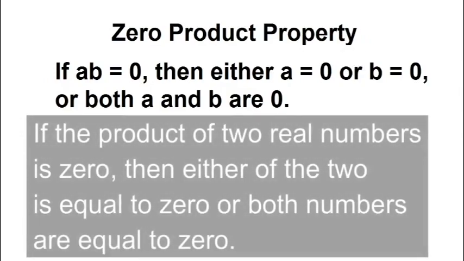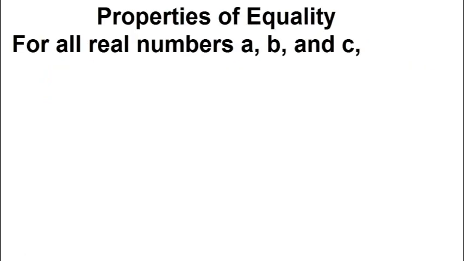Zero product property. If the product of two real numbers is 0, then either of the two is equal to 0, or both numbers are equal to 0.